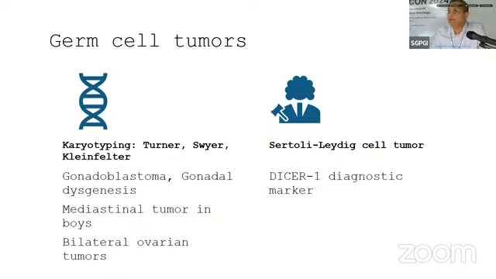Similarly, it can be used as a diagnostic marker in Sertoli-Leydig cell tumor. The DICER1 genetic marker is there. DICER1 is also utilized for pleuropulmonary blastoma. Sometimes there is a neonatal antenatal diagnosis of a congenital cystic lung malformation. We do not know whether it is a pleuropulmonary blastoma or a CPAM. If a DICER1 mutation is looked for, then we can label it as pleuropulmonary blastoma and can treat them more aggressively or do early surgical resection.